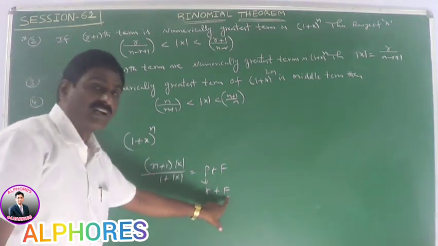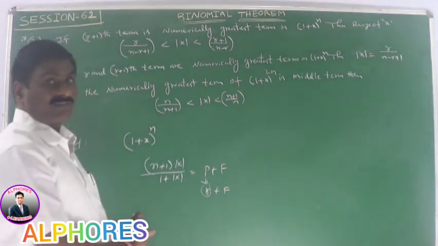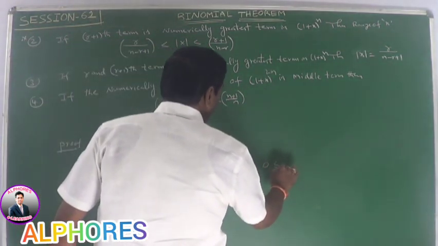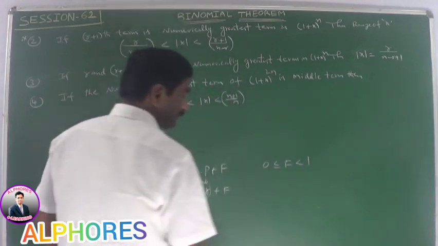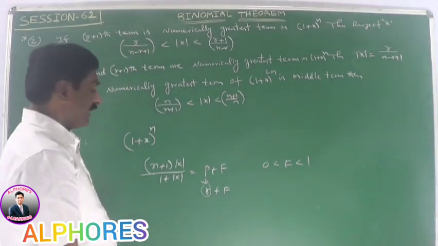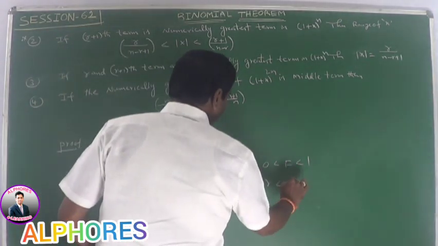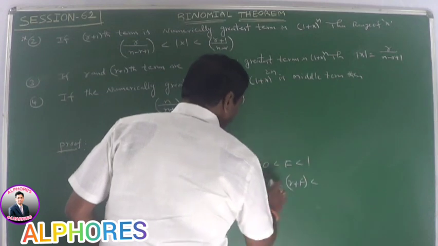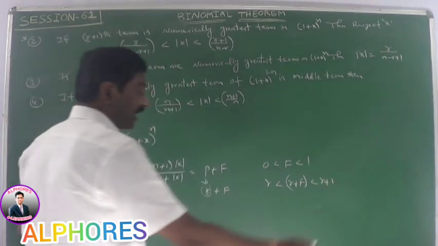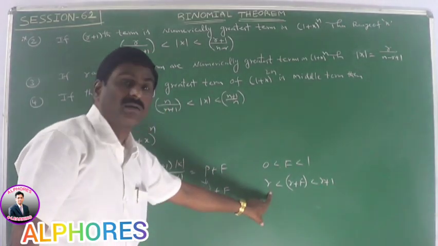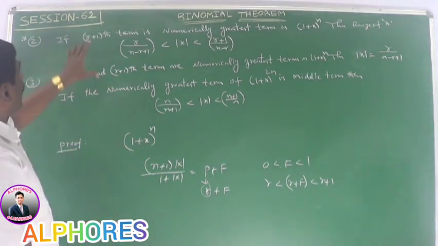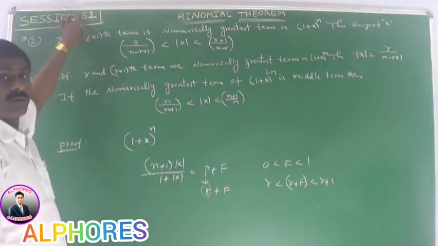What is the range of f? The r value must be an integer, r is any integer. But the range of f is 0 less than or equal to f less than 1. That means this value lies between 0 and 1. By adding r, r less than r plus f less than r plus 1. The range of r plus f lies between r and r plus 1. Please observe this value. That means we have only one numerically greatest term, the r plus 1th term.